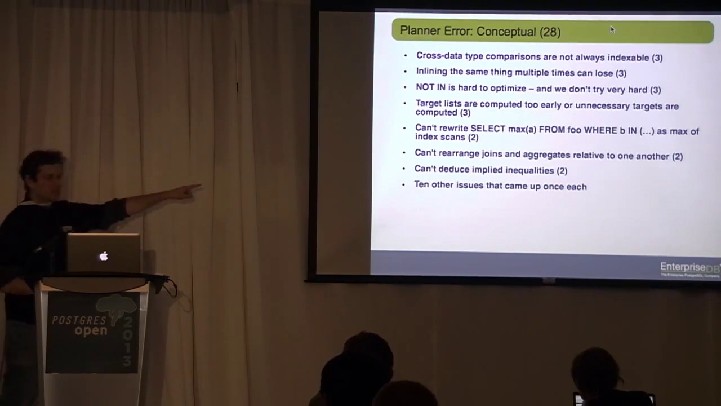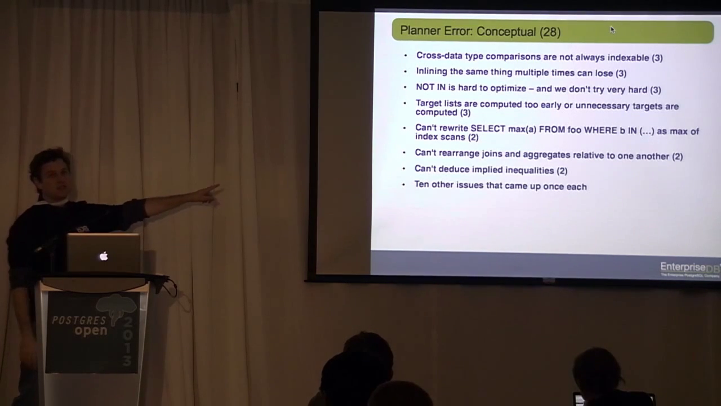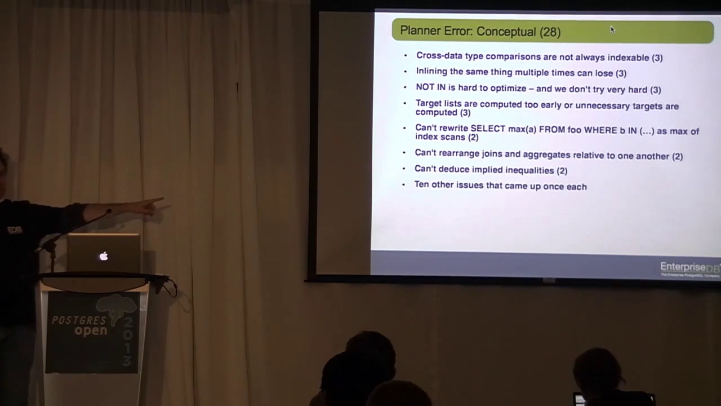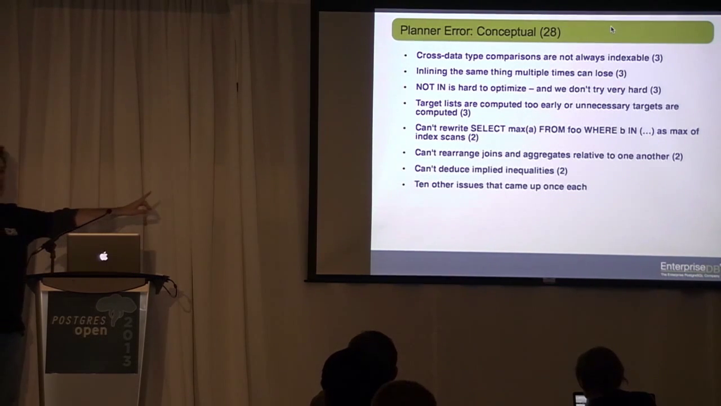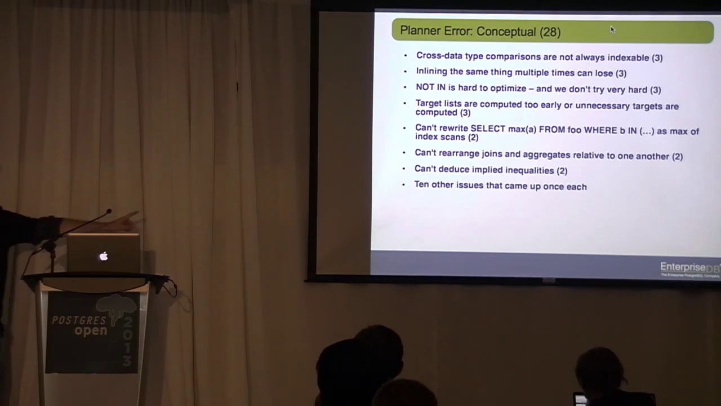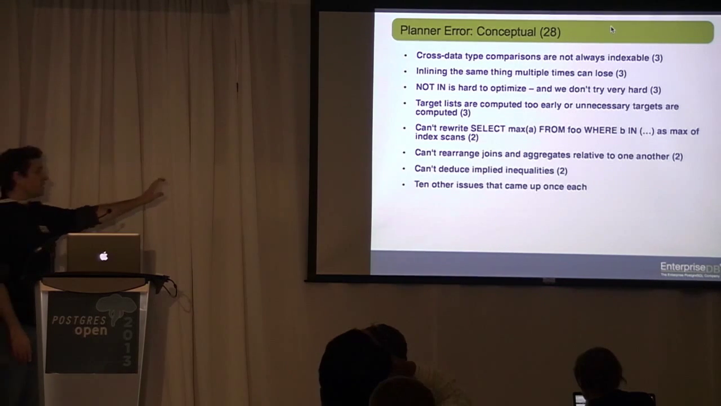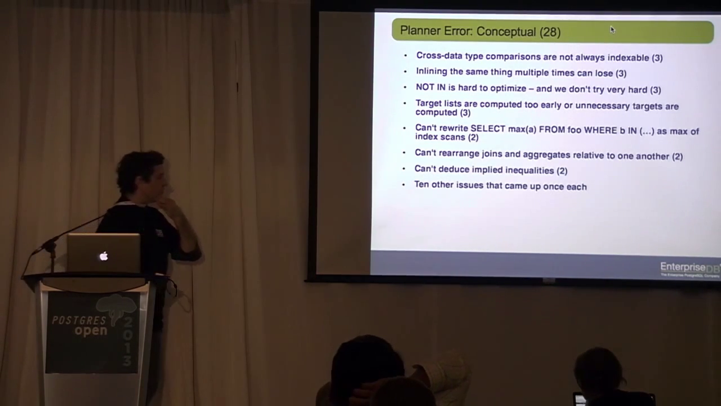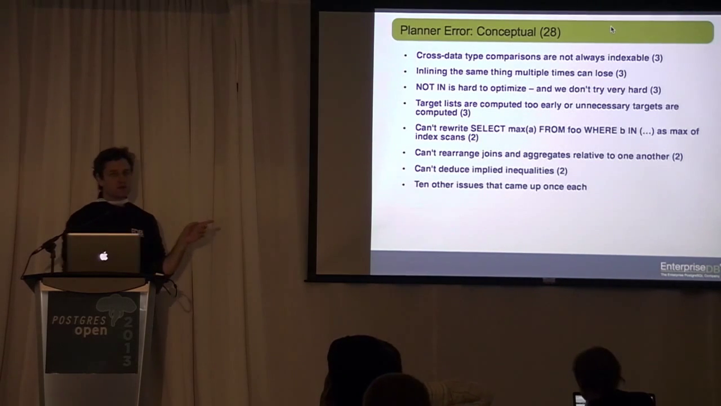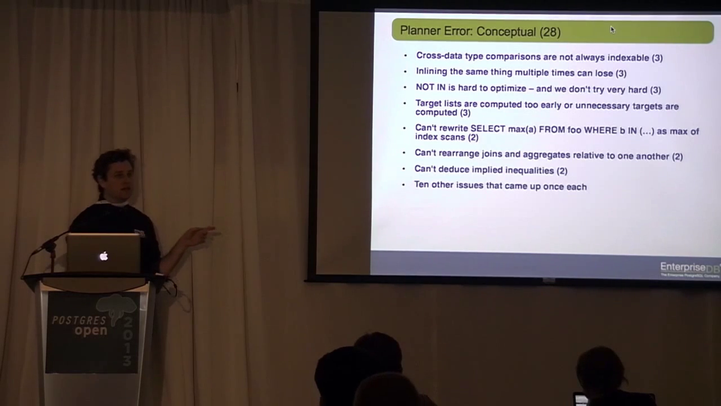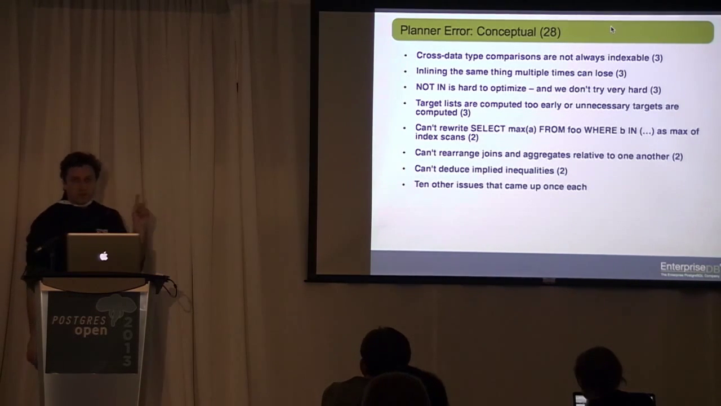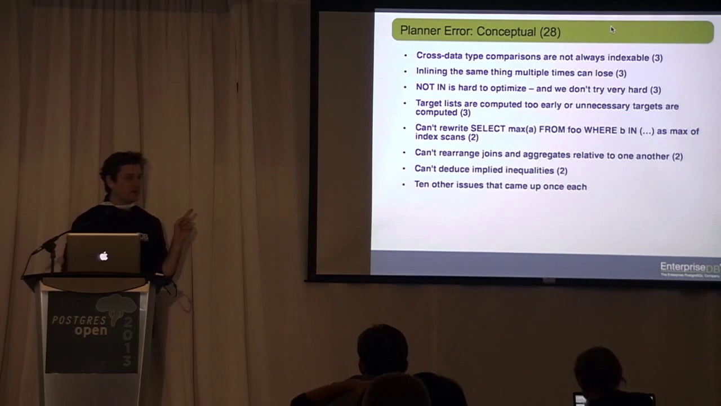We talked about deducing implied inequalities. This is like a.x equals b.x and a.x is less than 1. Logically, that implies that b.x is also less than 1, but we don't know that. The reason why this isn't done is because Tom Lane thinks it would be too expensive and that would hurt planning time too much on too many queries that wouldn't actually benefit. But there certainly are some queries that would benefit, and so there we don't get that benefit.